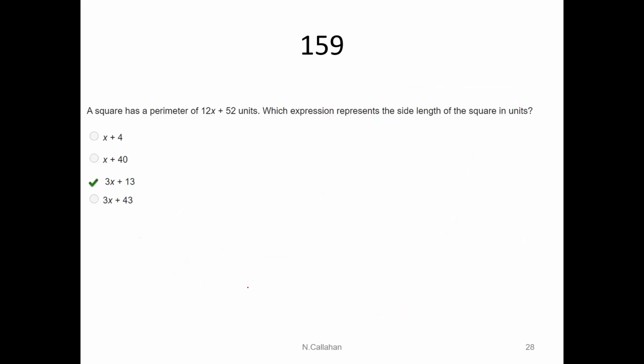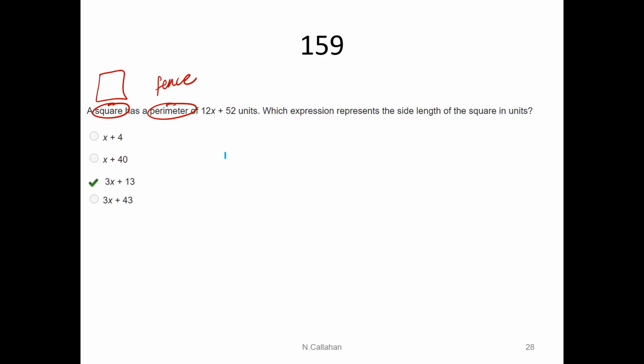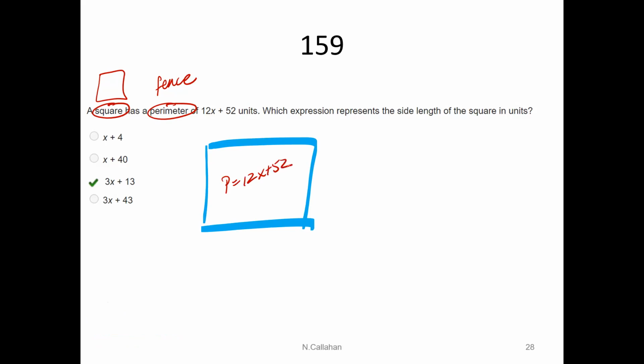A square has a perimeter. So keyword here is square. Second word is perimeter. Square, you know what a square looks like. Perimeter is like you're building a fence. Like how much fencing material do you need? So first things first, let's go ahead and draw a square. It has a perimeter of 12x plus 52. So P equals 12x plus 52. Which expression represents the side of the square?